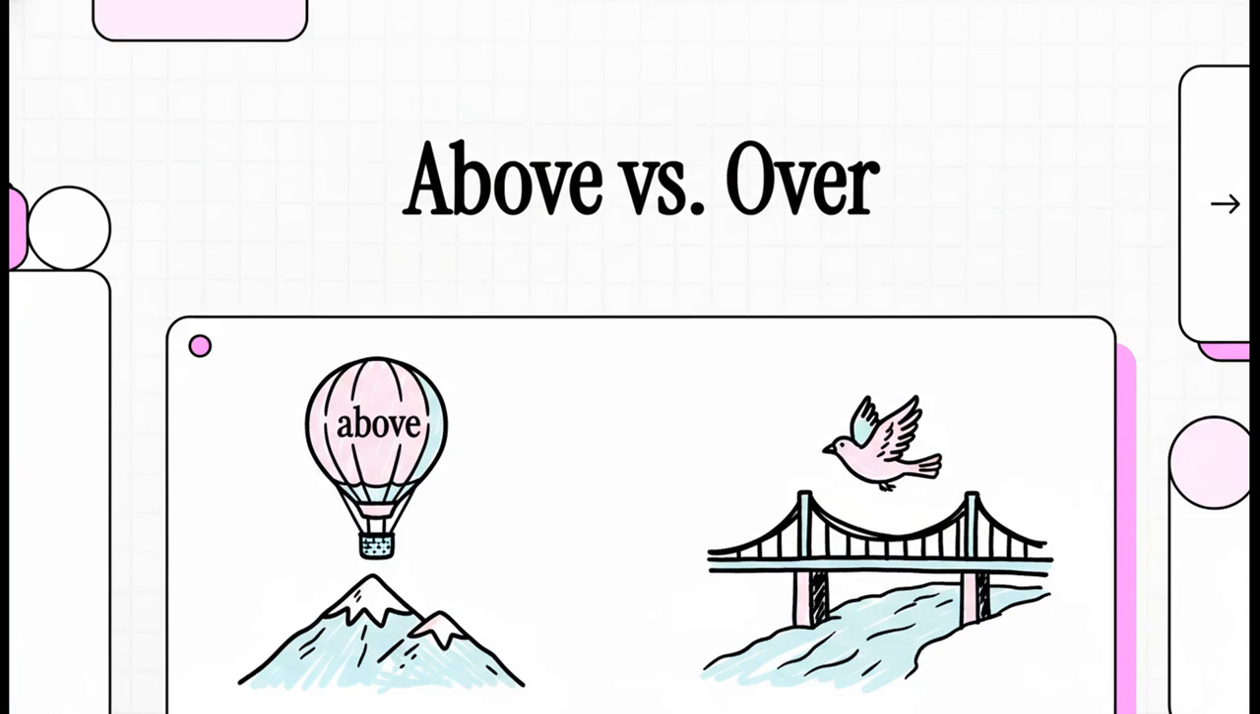All right, let's jump right into one of those classic English puzzles that honestly trips up just about everyone, the difference between above and over. We all use them, but if you really stop to think about it, what's the actual rule? Which one is supposed to be higher?